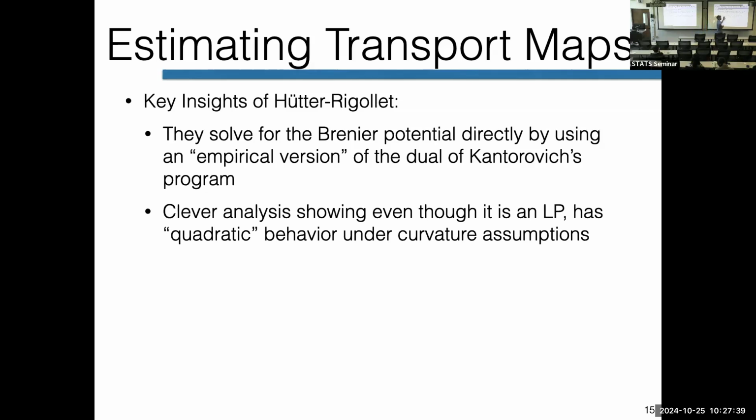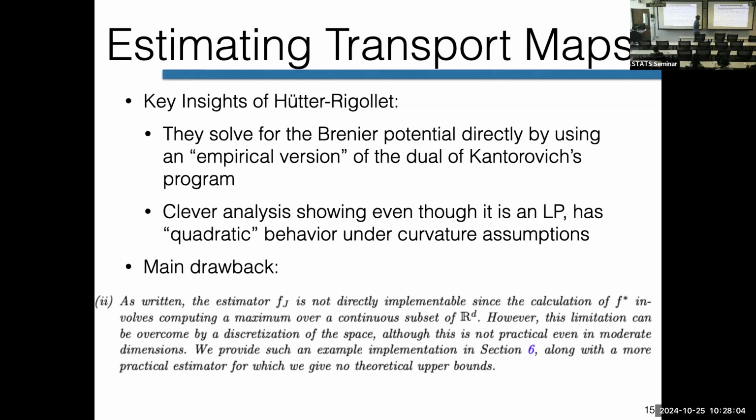What is kind of nice about what they did is that they showed that even though this is a linear program, and linear programs are notoriously unstable, right? Linear programs have this property that the optimum is always at some vertex. So if you perturb it a little bit, the optimum can jump around. But what they showed was under this curvature assumption, it actually behaves kind of like a quadratic program, something like least squares. And you can analyze it using similar techniques.